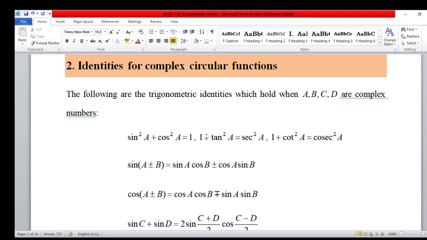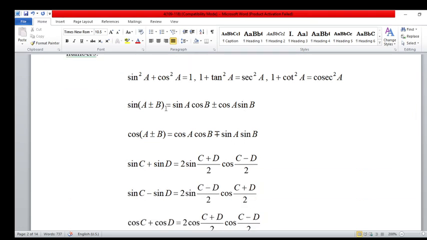And the second formula: 1 plus tan²θ is equal to sec²θ. Theta converted into a, a complex number. Again, 1 plus cot²θ is equal to cosec²θ. These are the trigonometric formulae. So sin(a ± b) is equal to sin a cos b ± cos a sin b, and cos(a ± b) means cos a cos b minus plus sin a sin b.